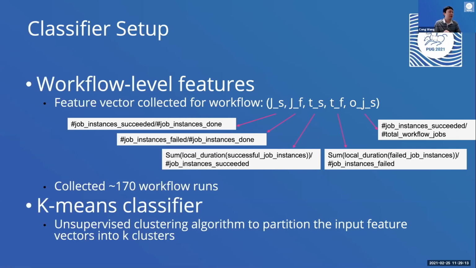So in total, we have collected about 170 workflow executions, and in this talk I will focus on the k-means cluster classifier to perform the unsupervised clustering to partition the input feature vectors into different clusters with normal or different anomaly situations.